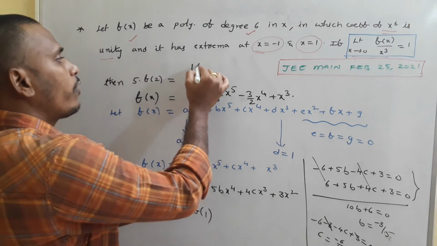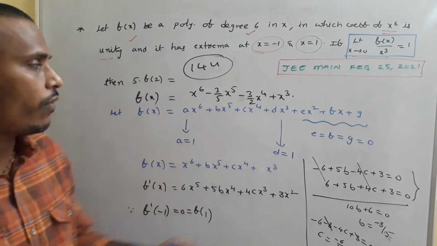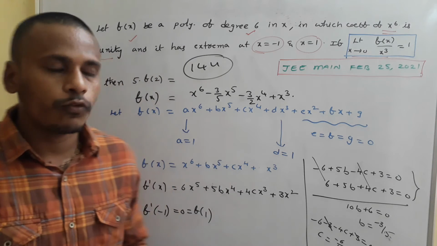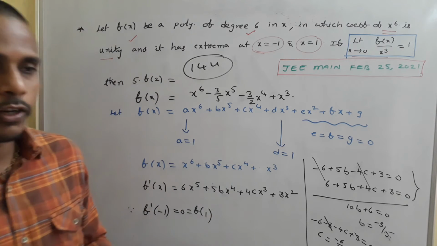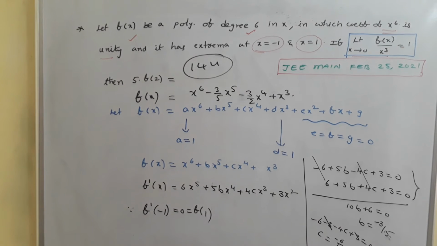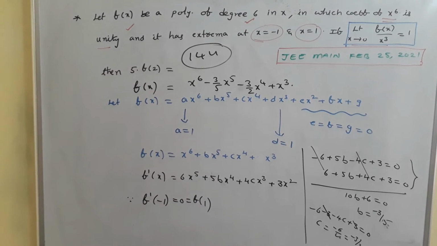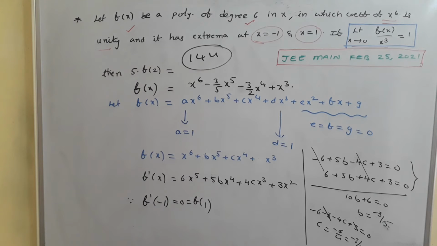Your answer at the end for this problem is 144. It is very simple. You just replace x with 2 and then simplify. At the end you get your answer as 144. That's the problem. Okay, have a look. So this problem again needs the concept of limit, the concept of polynomial along with the concept of extrema.